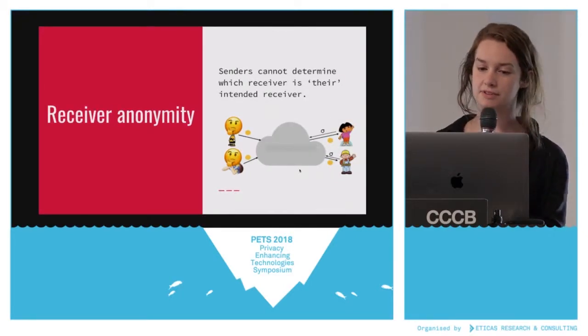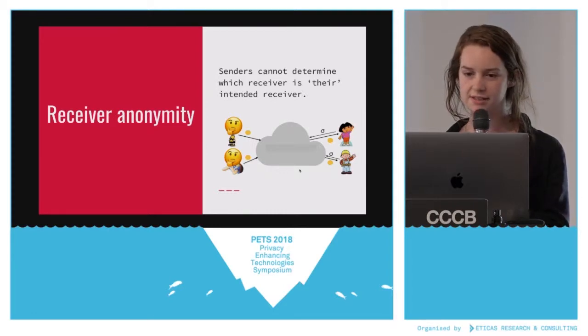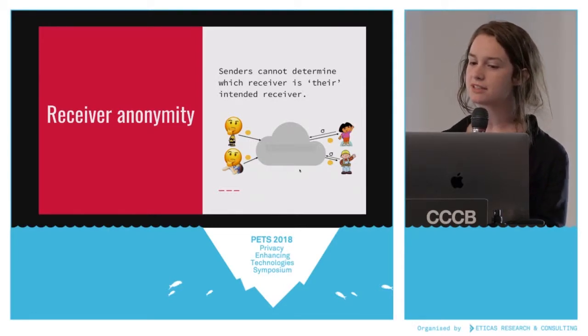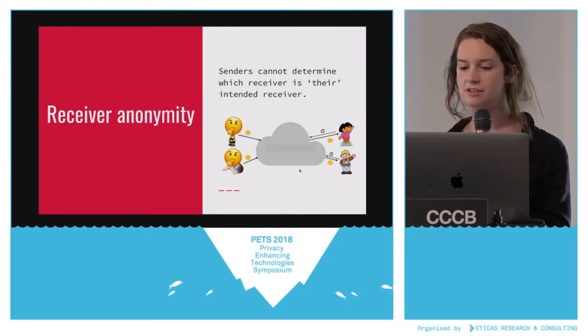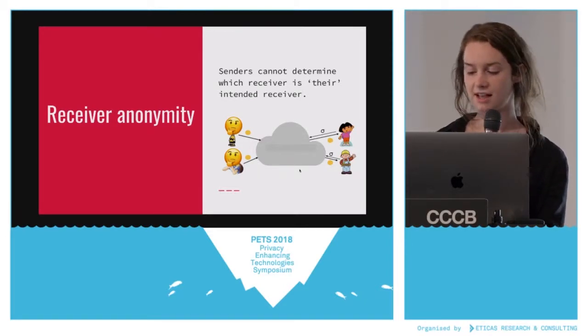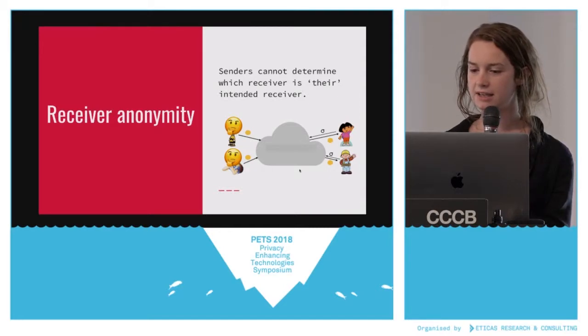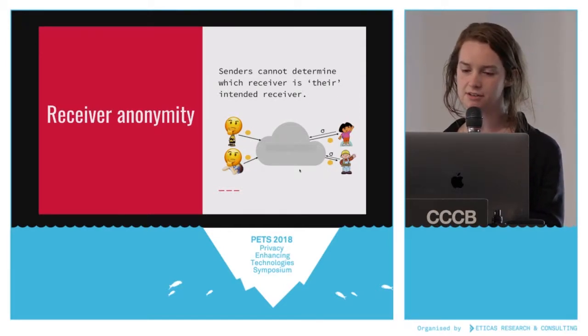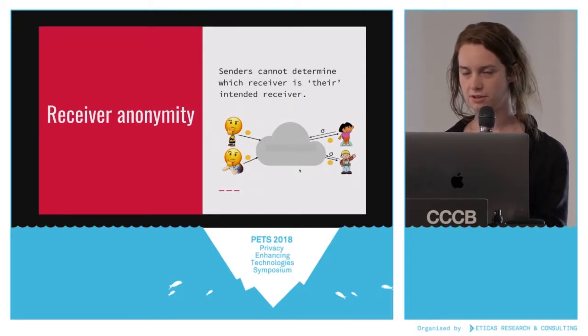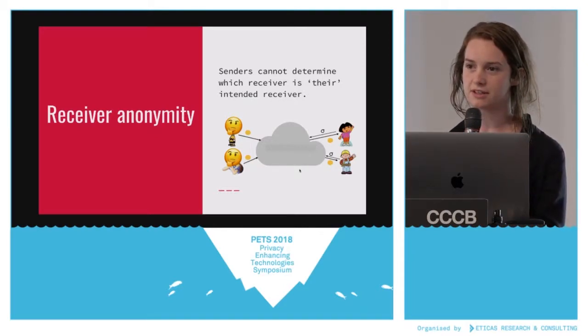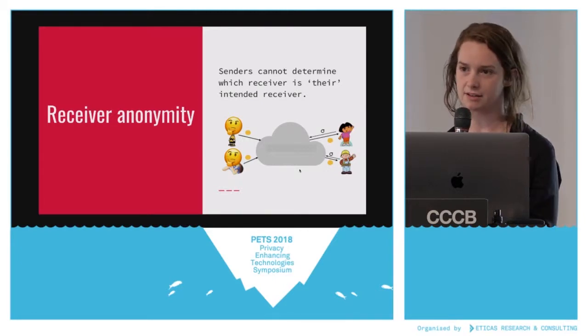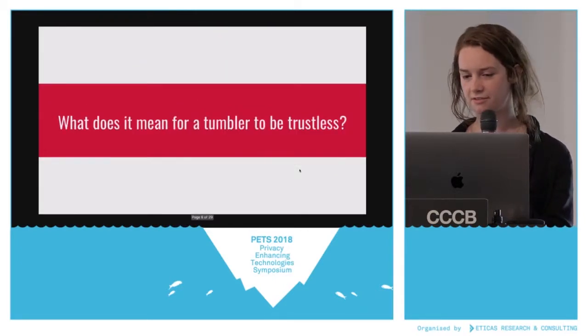Then we also have receiver anonymity, which means that the senders can't determine which receiver is their intended receiver. They know that the receiver they desire to withdraw the money will get the money, but they can't find the mapping between the person they know they're sending money to and the actual address on the blockchain. This means, for example, they won't be able to follow their recipients' spending throughout the ledger, even if they have a view of it.